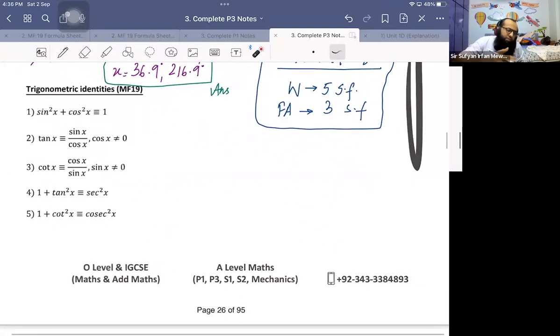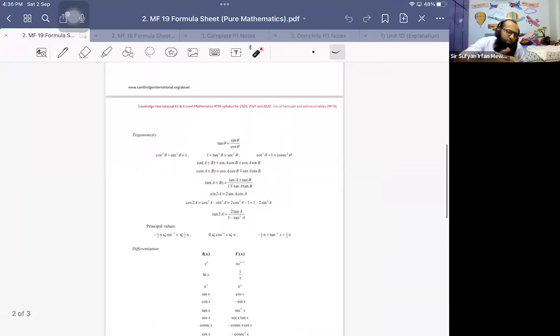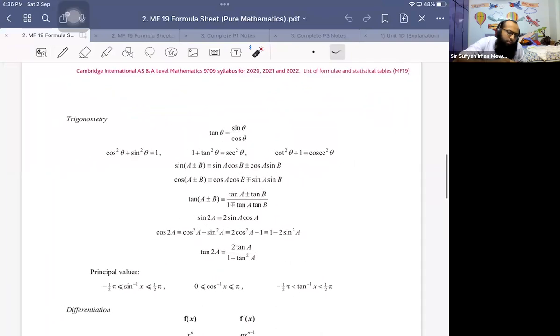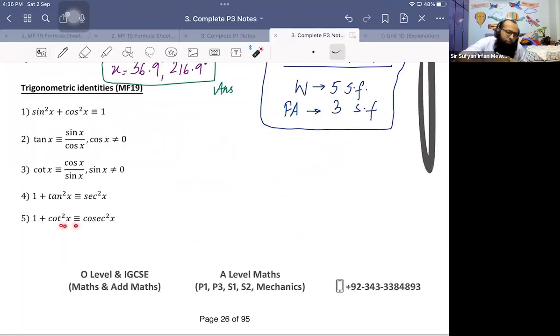Trigonometric identities which are already given in MF19. So if I just open the MF19, then there are 4 identities given to us: 1, 2, 3, and 4. Right? And over here we see that there are 5 identities altogether: 1, 2, 3, 4, 5. So we have this and this given in the formula sheet, MF19. And the third one is very simple. As tan x is sine over cos, so cot will be cos over sine.